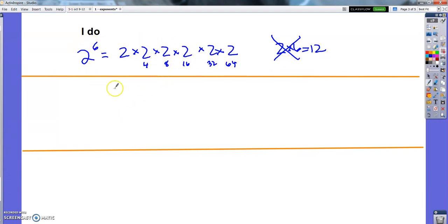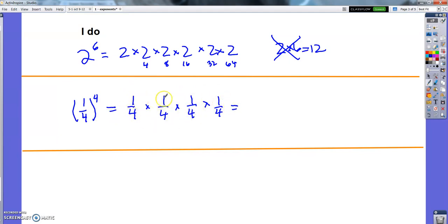You can also do an exponent with a fraction. If I want to find like 1/4, and I say to the 4th power, that means 1/4 times 1/4 times 1/4 times 1/4. So this is the easiest multiplying to do, because I just multiply numerators and multiply denominators. I can really easily do my numerators. 1 times 1 times 1 times 1 is going to be 1.